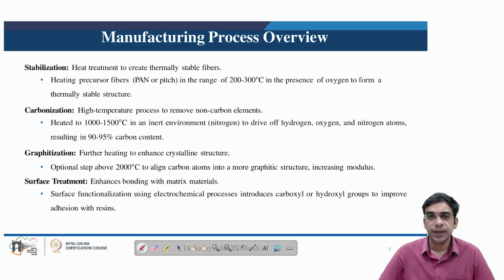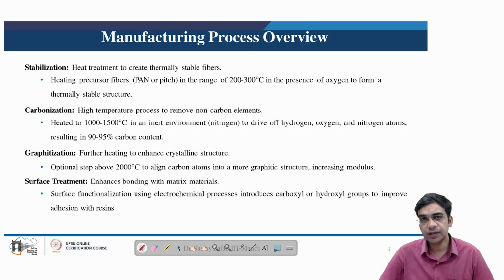The next step in the manufacturing of carbon fibers is the graphitization step. So in this step, further heating is carried out to enhance the crystalline structure. An optional step of heating above 2000 degrees Celsius is done to align the carbon fiber into a more graphitic structure, thereby increasing the modulus of the carbon fiber.